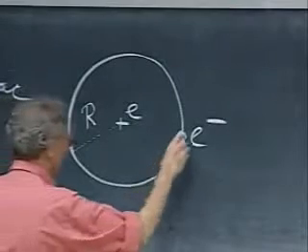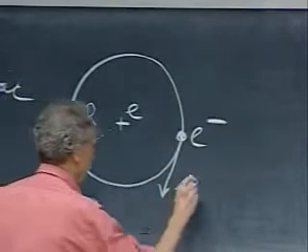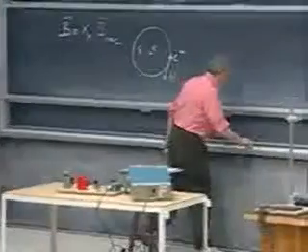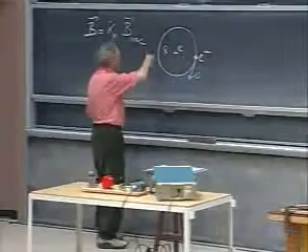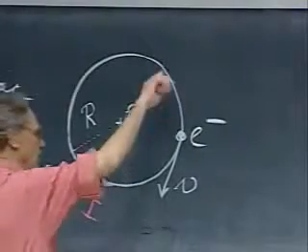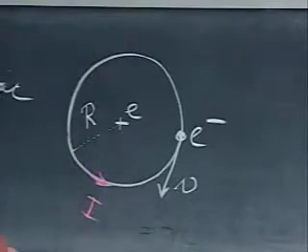Say the electron goes around in this direction. This is the velocity of the electron. That means that, of course, the current around the proton would then be in this direction. If an electron goes like this, the current goes like that. That's just by convention.